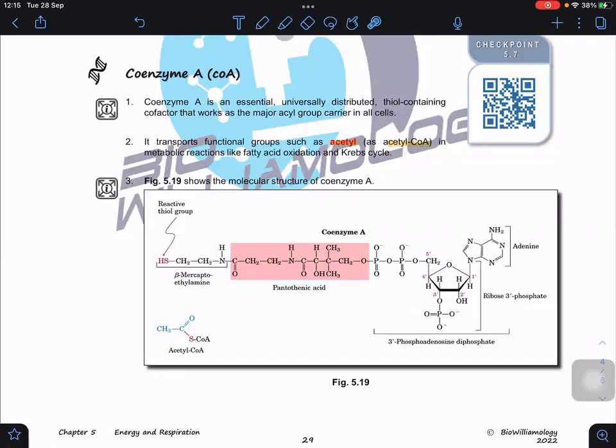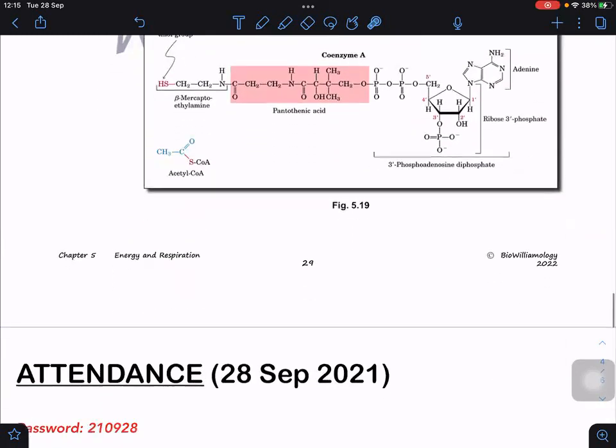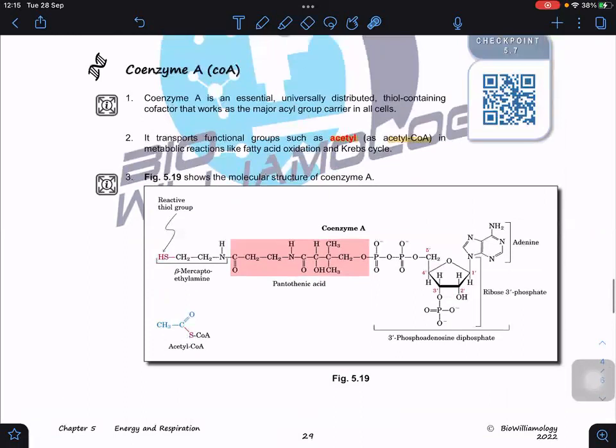So still remember, we say that acetyl-CoA is not two carbon because acetyl-CoA, coenzyme A, has many carbons. Can you see that? So the two carbon actually refers to the acetyl group. Okay, so with this, I have done this coenzyme.